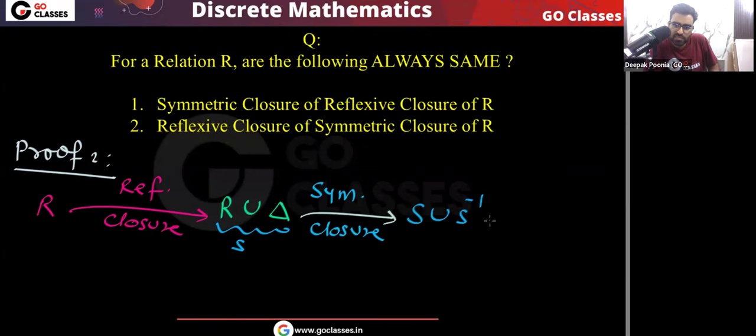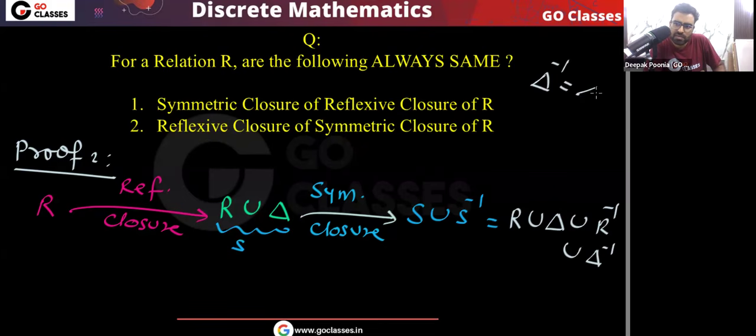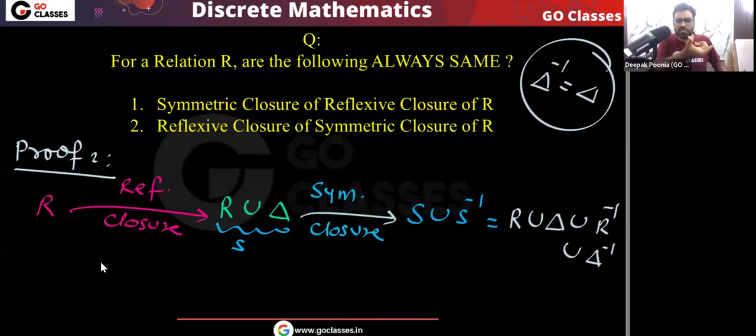S union S inverse. What will that be? That will be R union delta union R inverse union delta inverse. What is delta inverse? Delta inverse is the same as delta. Yes or no? Because delta is basically the identity relation, so if you swap the elements in every ordered pair, you will still get the same delta.